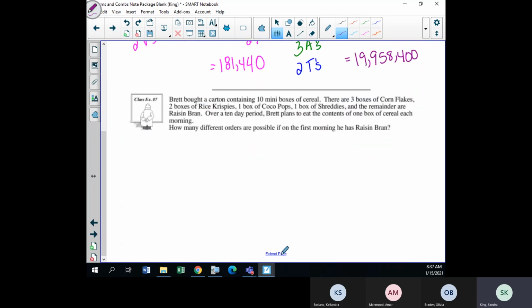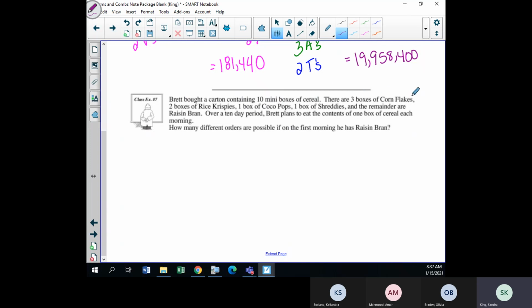Class example 7. Brett bought a carton containing 10 mini boxes of cereal. So sometimes, like if you guys went camping when you were little, your parents might have done this. You could buy these 10 mini boxes of cereal.